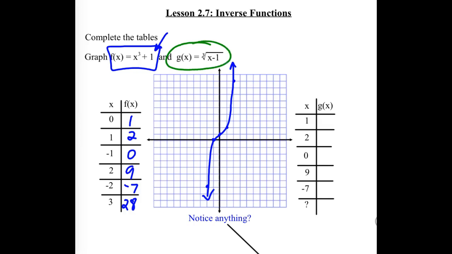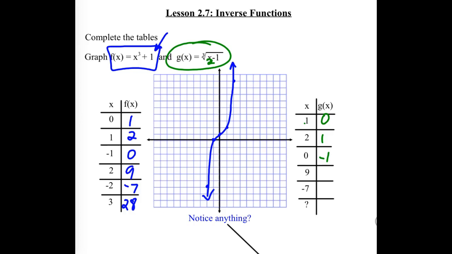Okay. This time we've got g of x being the cube root of x minus 1. So if I put a 1 in here, 1 minus 1 is 0. Cube root of 0 is 0. Okay. If I put a 2 in, 2 minus 1 is 1. The cube root of 1 is 1. If I put a 0 in, what do I get for the cube root of negative 1? I still have negative 1. What if I put a 9 in? 9 minus 1 would be 8. What's the cube root of 8?